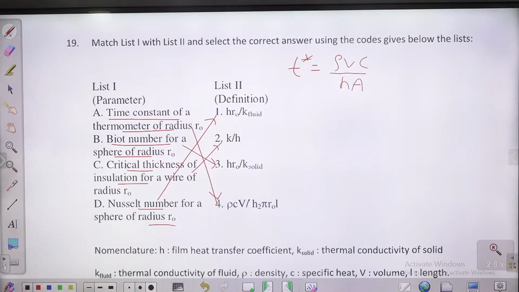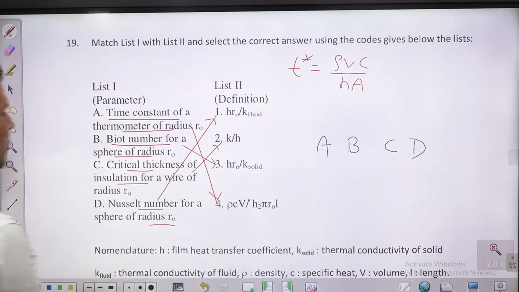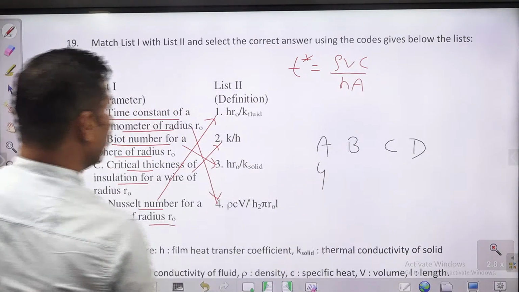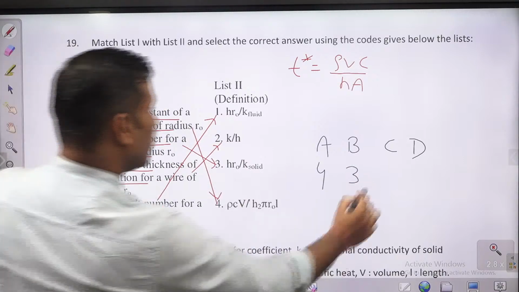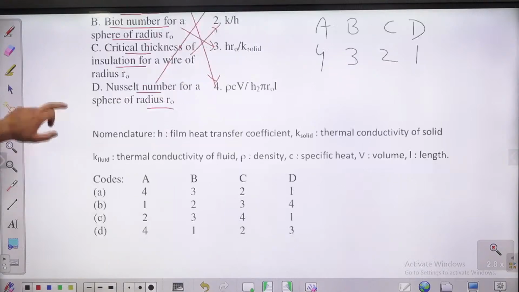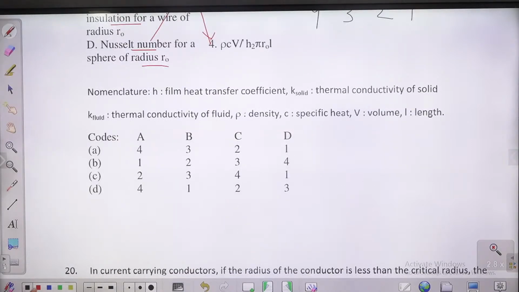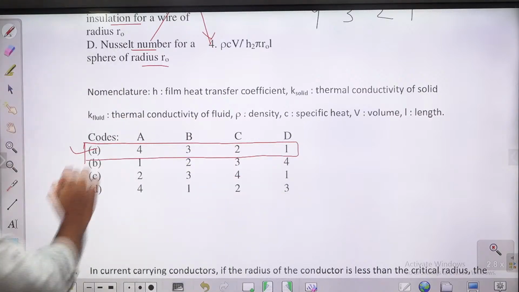तो A B C D को अगर मैं मैच करूं, तो क्या मैचिंग हो जाएगी बच्चों? A मैच कर गया था 4 के साथ, B is matching with 3, C is matching with 2 and D is matching with 1. So 4 3 2 1 क्या हो जाएगा? हमारा आंसर हो जाएगा 4 3 2 1 मींस ऑप्शन A ही आंसर हो जाएगा हमारा. ठीक है, ऑप्शन A क्या हो जाएगा बच्चों? This is the right answer.